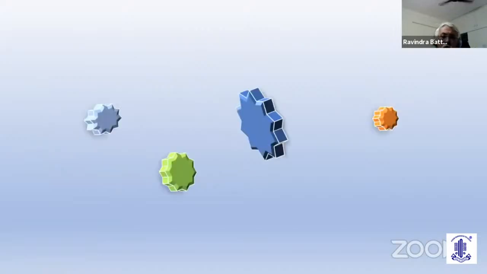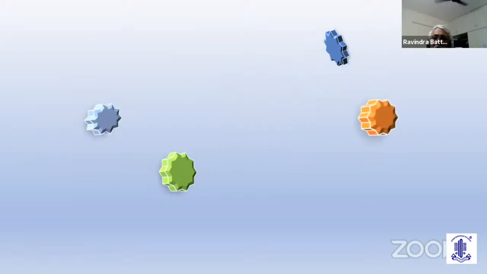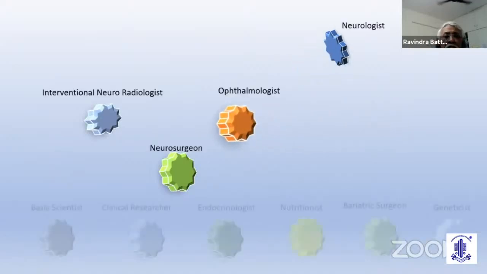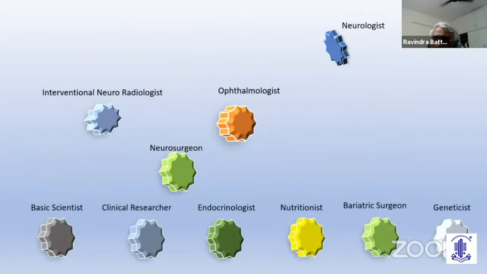So, what is the change? The change is this. We are now taking center stage in the management of IIH, helped along by the neurologist, the neurosurgeon, the interventional neuroradiologist, basic scientist, researcher, endocrinologist, nutritionist, bariatric surgeon, and maybe the geneticist.